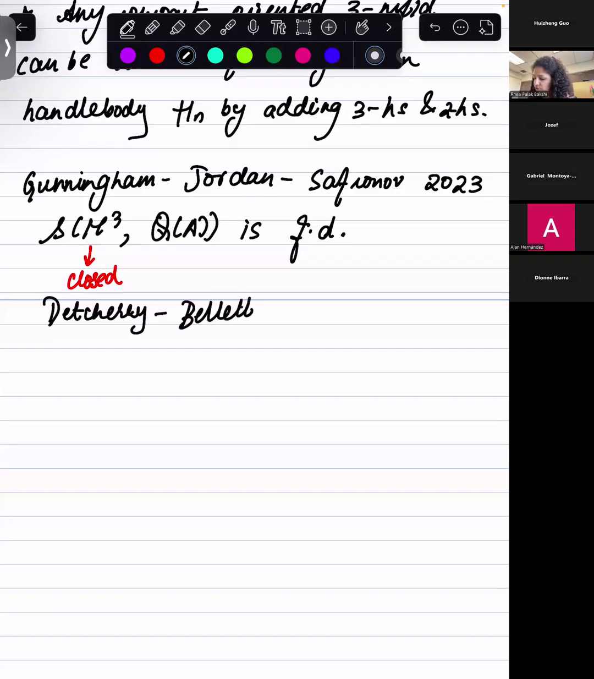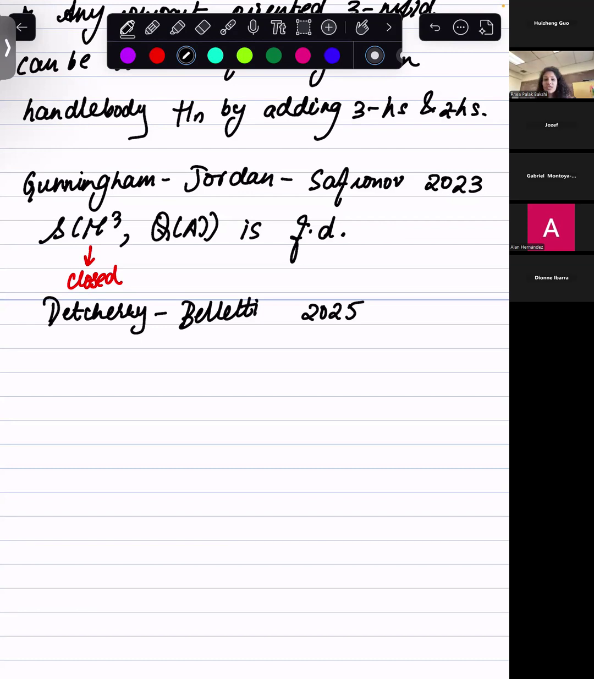and Giulio Belletti, which was put up on the archive in 2025, just a couple of months ago, where they do make the proof algorithmic. So if you do follow their algorithm, it should be possible to compute the dimension of the Skein module over the field of rationals.